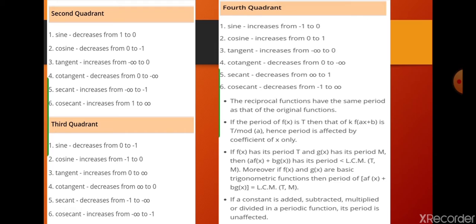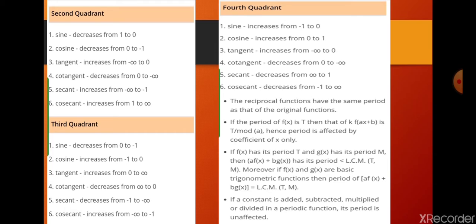After these four quadrants, meaning after 360 degree, the values repeat again and again similar to these four quadrants. The reciprocals of a function have the same period as that of the original function. If the period of f of x is T, then that of a f of x plus b is T by mod a.